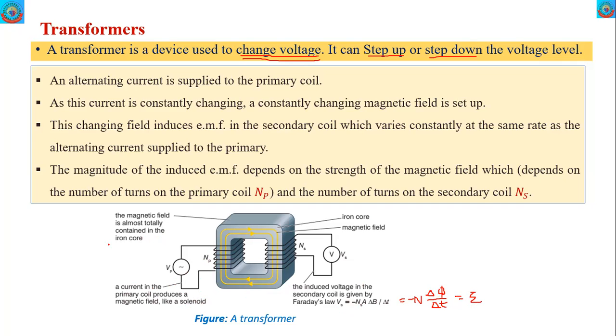The magnitude of the induced electromotive force depends on the strength of the magnetic field, okay, the strength of the magnetic field, delta B over delta T, the area, and the number of turns N_S. So these are the determining factors.